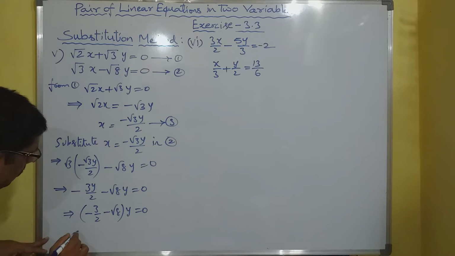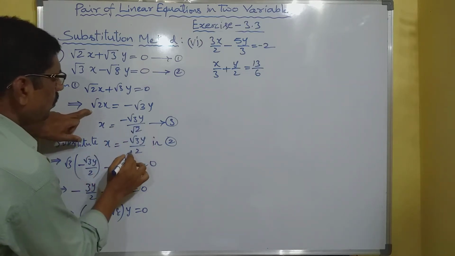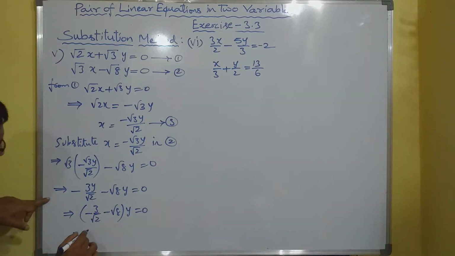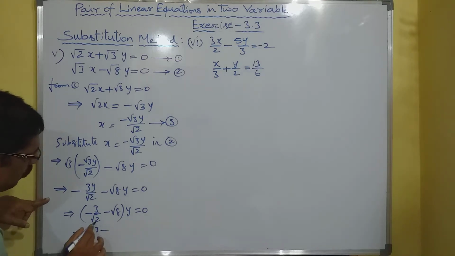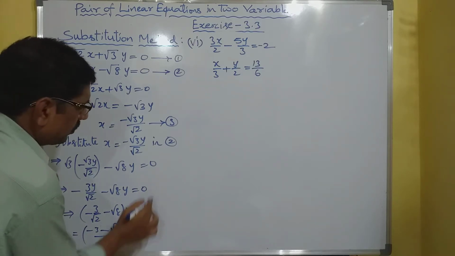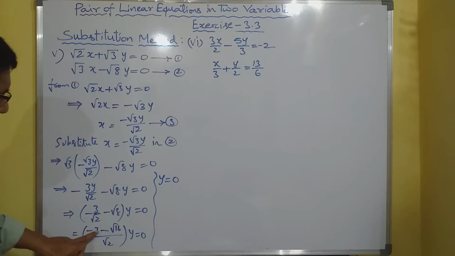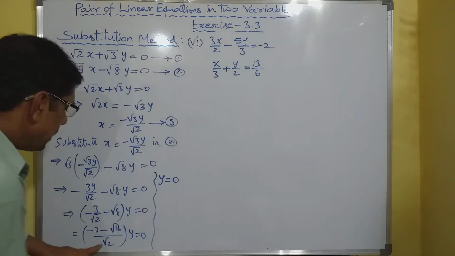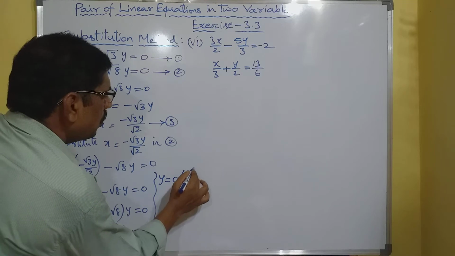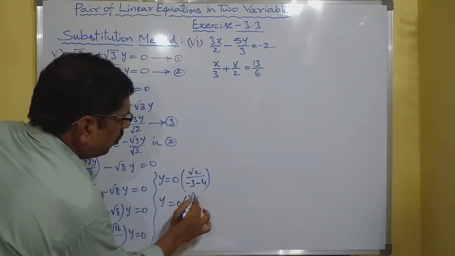Now this can be written as, once you look at this, here actually there is root 2, root 3 by root 2. Now here we will get minus 3 minus root 2 into root 8, which is root 16, by root 2, into y is equal to 0. Now look at this: y is equal to 0 into this fraction. It becomes reciprocal if you take it to the RHS. Means, this will be 0 into root 2 by minus 3 minus root 16, which can be written as minus 4. y is equal to 0 into root 2 by minus 7.